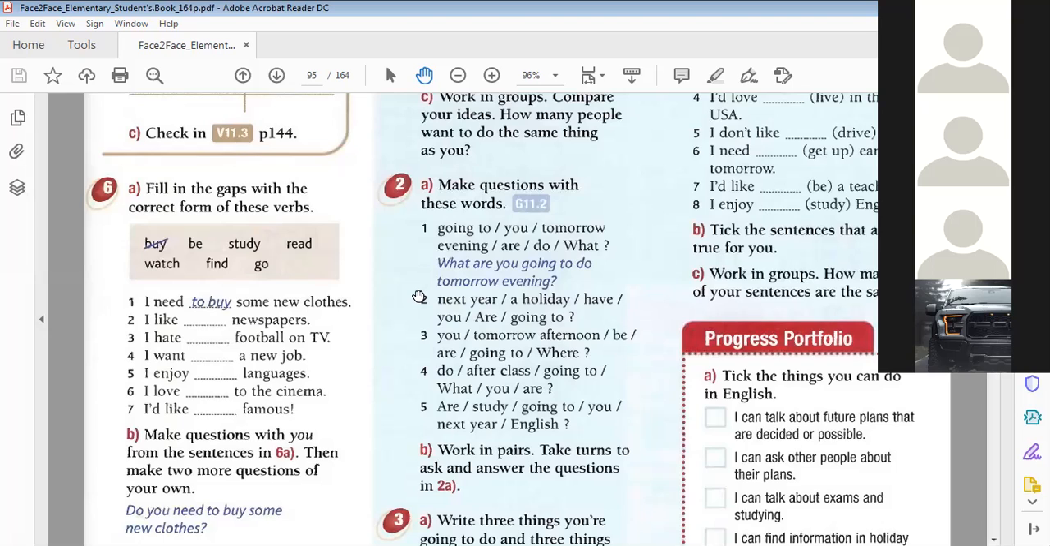Yes, I have. Yes, I'm going. Yes, I... What's the exact answer? Yes, I am. Very good. Yes, I am. Are you going to have a holiday next year? Yes, I am. And if the answer is negative, how will you answer? No, I'm not. Very good, excellent. Yes, I am. No, I'm not. Very nice.